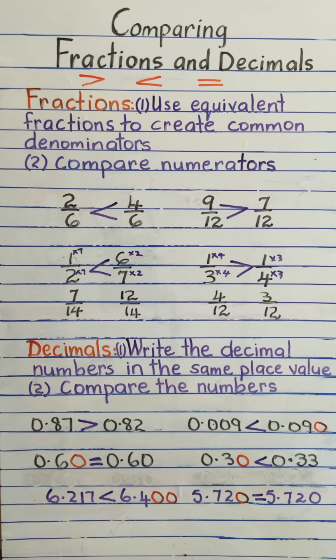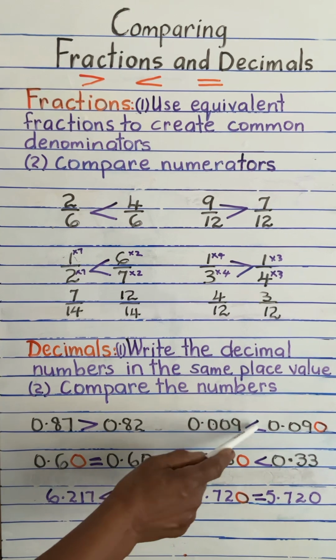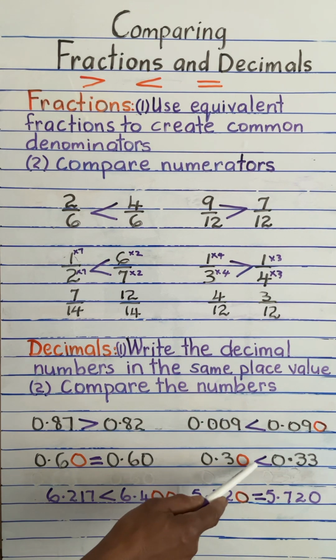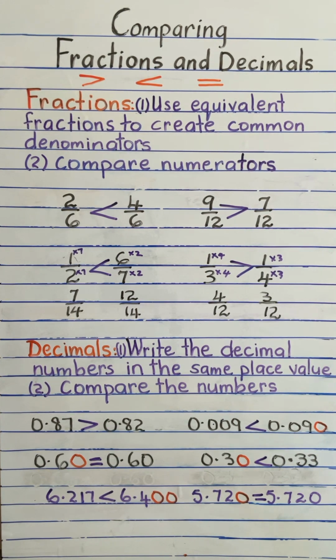Okay. So let's go over and make sure we have our signs right. Greater than, less than, equal, less than, and equal. And there you have it.